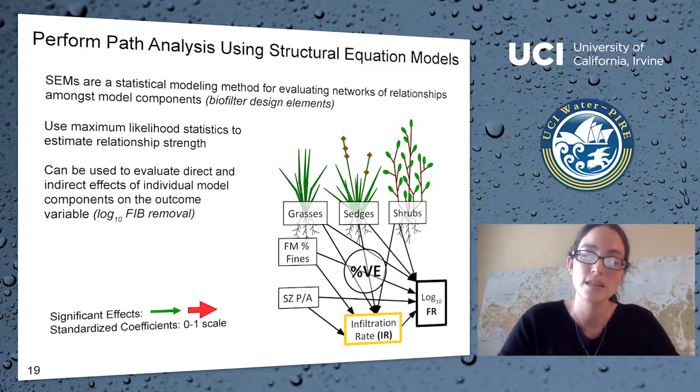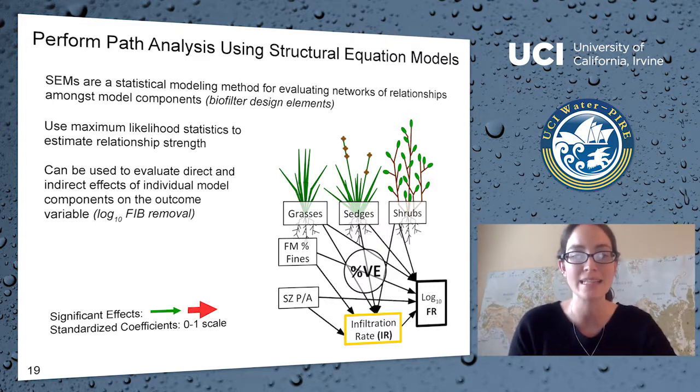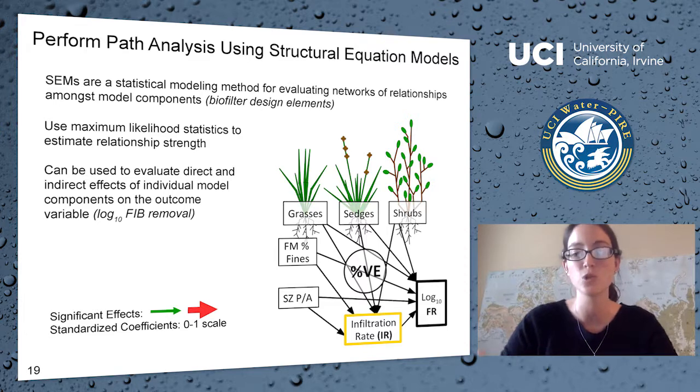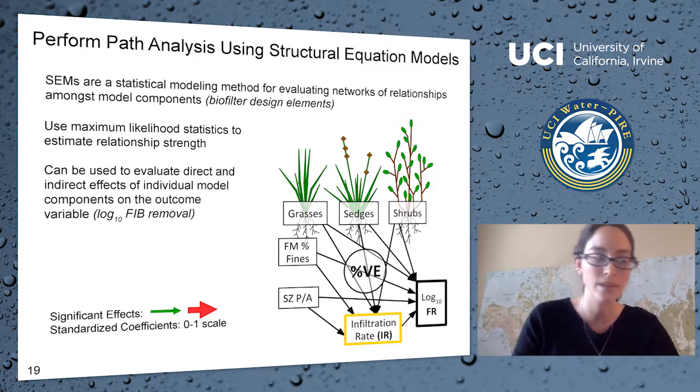And one of the really great things about structural equation models that differentiates them from things like multiple linear regression is that you can evaluate both direct and indirect pathways. So here we also have infiltration rate in our model, and all of our different elements can either impact FIB removal directly or indirectly through changing infiltration rate.